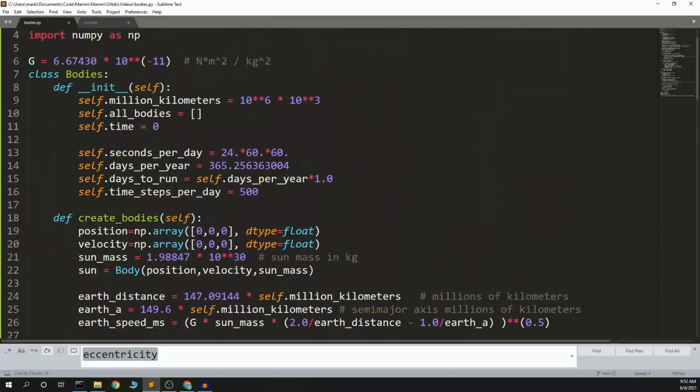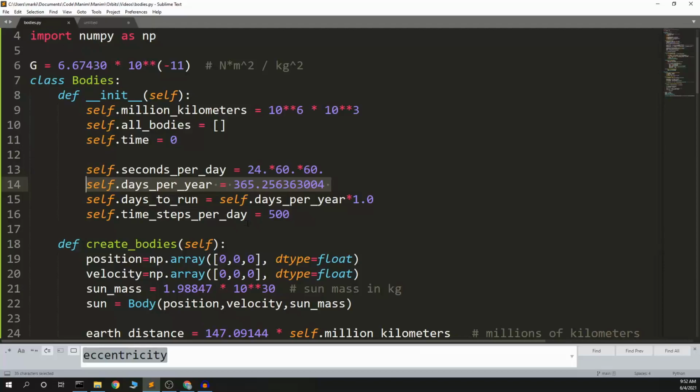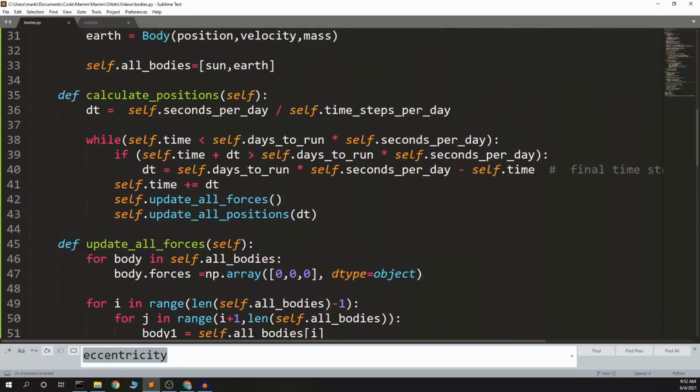Here I'm saying that I want to run for 365.256 days. This is exactly 1 year, to this many decimal places. This is the number of seconds in a given day, and I want to run exactly 1 year. And here I'm saying I'm taking 500 time steps per day, so I'm calculating this 500 times. We figure out what the delta time, what the time step is. If there's however many seconds per day and we take 500 time steps per day, then that's the elapsed time between time steps.